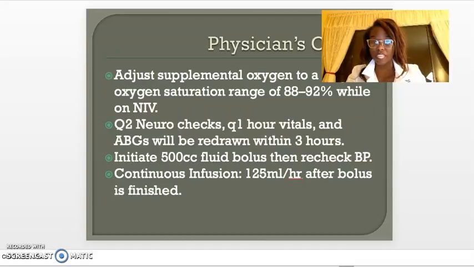I will also initiate a 500 cc bolus because the patient's blood pressure was in the 90s or 40s, to get it up. Then we'll recheck that blood pressure. And then once the blood pressure is at a goal of maybe 90s over 50s, 60s, we'll start to have continuous infusion with normal saline 125 ml every hour after the bolus is finished.